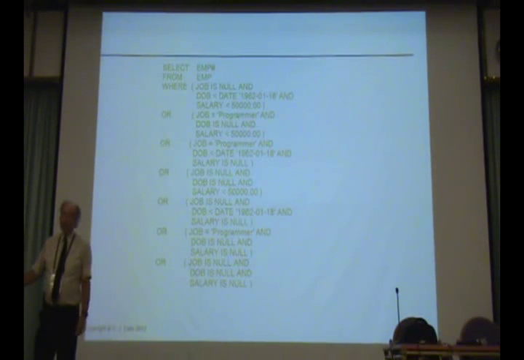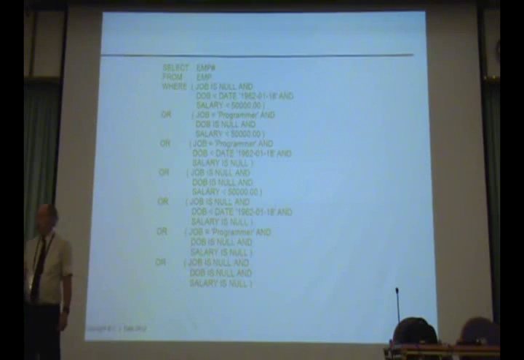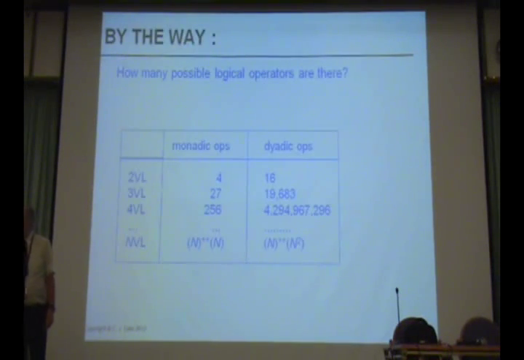What about three-value logic? Well, I will tell you. For three-value logic, there are 27 monadics and 19,683 dyadics. For four-value, it's 256 and over 4 billion. And generally, for n-value logic, it's n to the power n monadics and n to the power n squared dyadics. Well, this fact raises some very obvious questions.